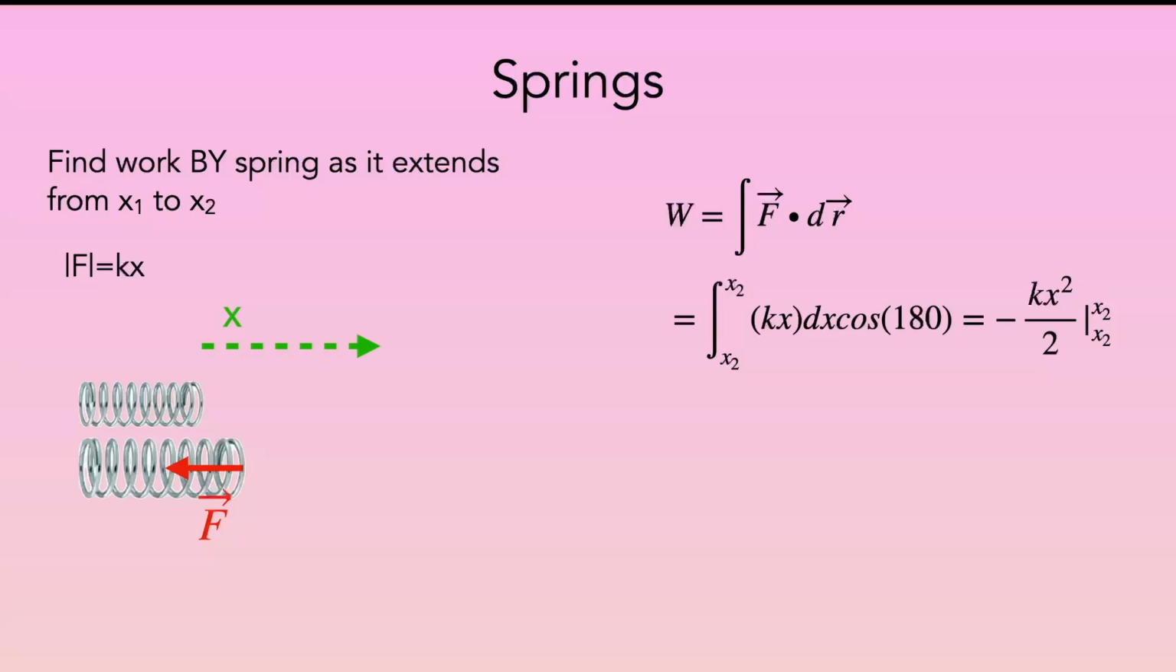So we have kx, the magnitude of the force, times dx, how far we're stretching it, times the cosine of the angle in between, which is 180. So that ends up being negative kx dx. That's negative k x squared over 2. And I've got that from, it should be from x1 to x2. Sorry about that. So it ends up being negative k, x2 squared minus x1 squared, over 2.